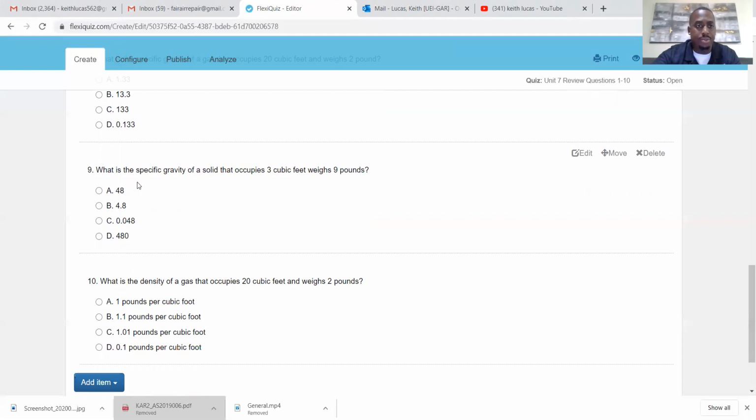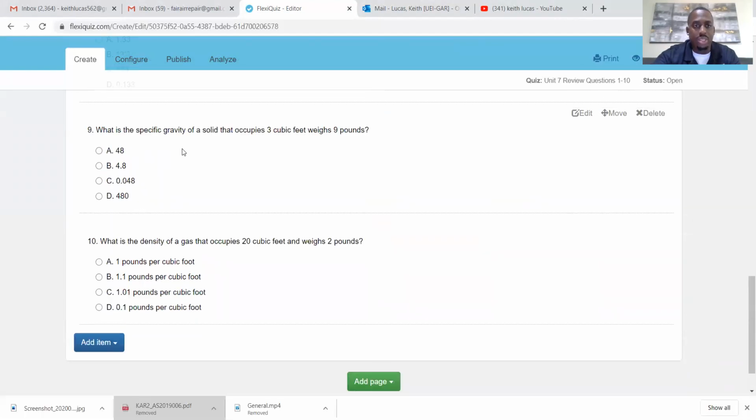Number 9. What is the specific gravity of a solid that occupies 3 cubic feet and 9 pounds? They're asking for a specific gravity again, but now we're talking about solids. But first, again, we got to find the density, which is the weight, which is 9, divided by the volume, which is 3 cubic feet.